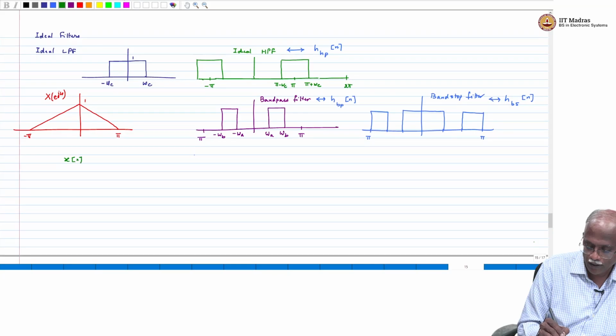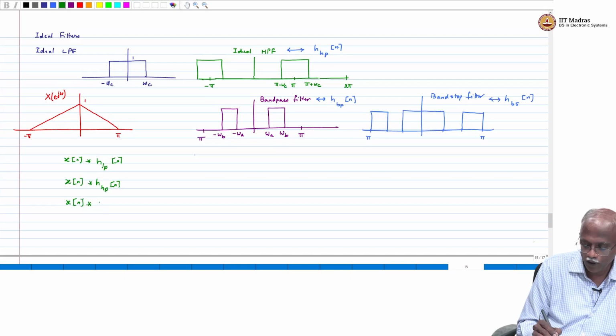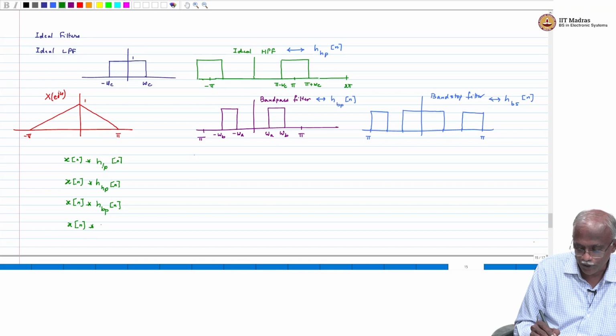x[n] convolved with h_low pass[n], that will be the first filter. The second one will be x[n] convolved with h_HP[n]. The third one will be x[n] convolved with the band pass filter, h_BP[n], and x[n] convolved with h_band stop[n] for the last one.